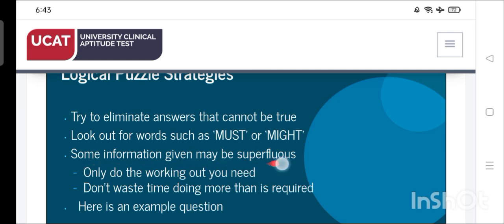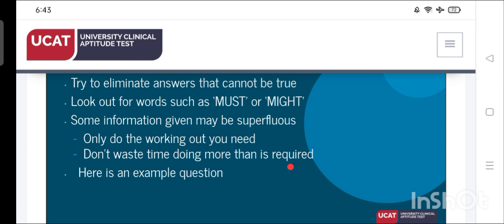Some information given may be superfluous. Only do the working out you need. Don't waste time doing more than is required. There is no need to waste your time by working out more than you need. You just have to work out on a notebook only as much as you need. It will help you save your time to do more questions in the given time.